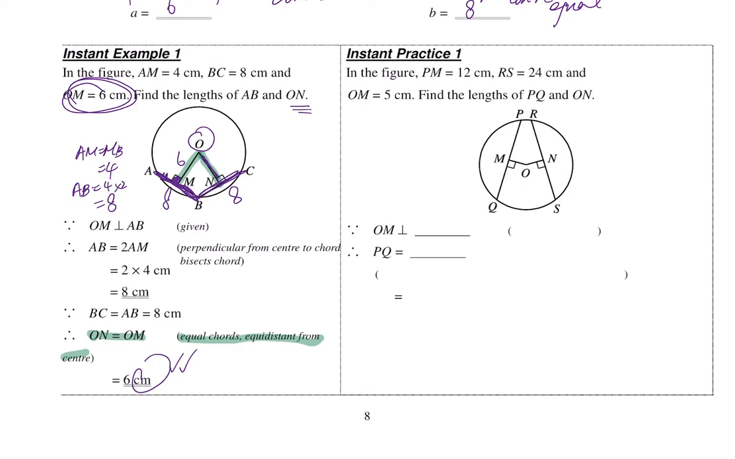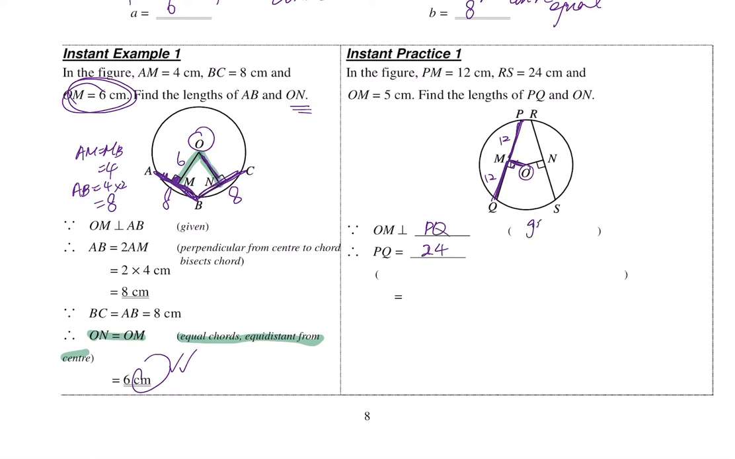Okay, then if you're back, let's write what we have. PM equals 12. Oh, we have half of it, right? Can we know the other half? Yes, it's also 12 because it came from the center with the 90 degree. So the whole PQ is 24.